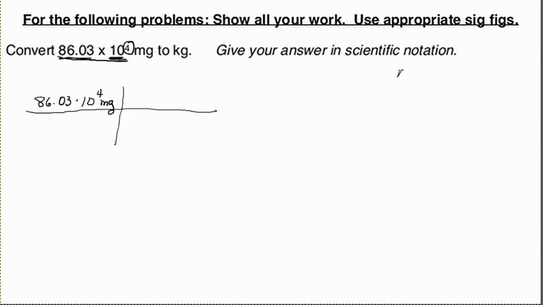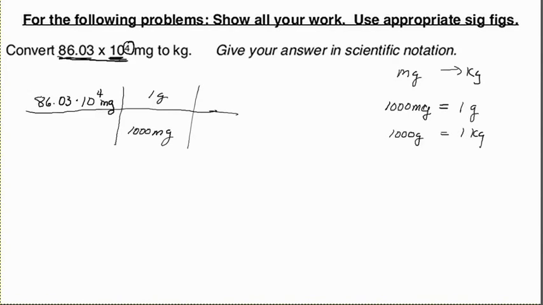Now we've got to get milligrams to kilograms. All right, so our conversions are, we know that 1,000 milligrams is equal to 1 gram, and then 1,000 grams is equal to 1 kilogram. So these are our equivalencies that we're going to use as conversion factors. So we're going to go from milligrams to grams first, and then from grams to kilograms. So we put milligrams on the bottom, 1,000 milligrams, and 1 gram on top. And then you've got to go from grams to kilograms, so 1,000 grams on the bottom and 1 kilogram on the top.